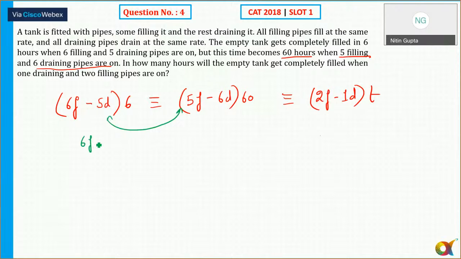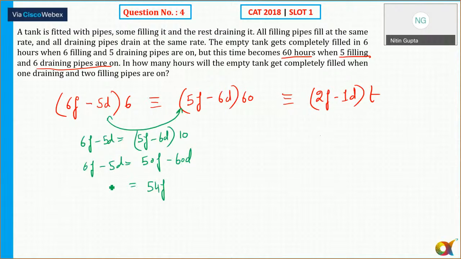That is equal to 6F minus 5D. 6 tens are 60. That is (5F minus 6D) into 10. All right, this is what I'll get here. So 6 tens are 60, so I'll say that is 6F minus 5D equal to 50F minus 60D. So I'll get 50F minus 5D. That is equal to... sorry, the relationship between D and F is equal to 4 by 5. All right, guys. So D by F is equal to 4 by 5.